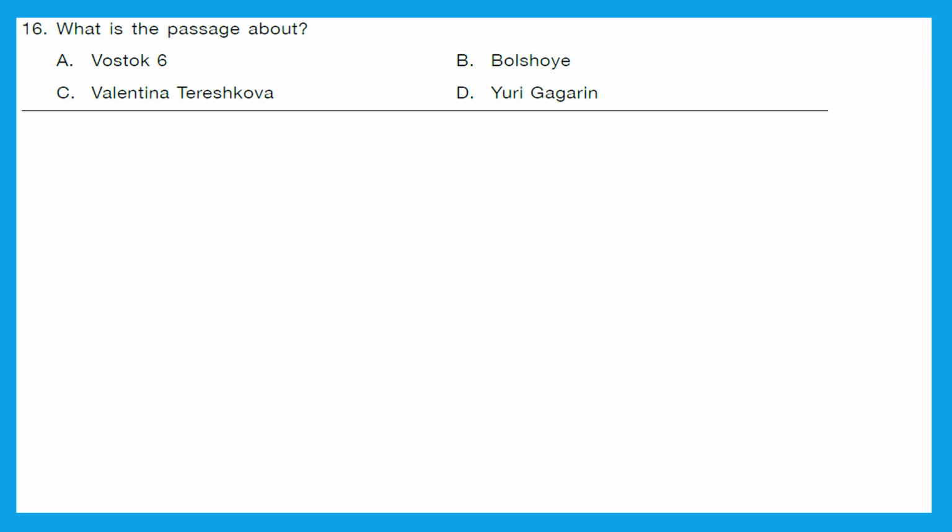So kids, in this section, we should not only read the passage, but understand the story and really understand what is written in that passage so that you can answer the questions very quickly. Now, can you tell me what the passage is about? It's very clearly about Valentina Tereshkova, that is option C.